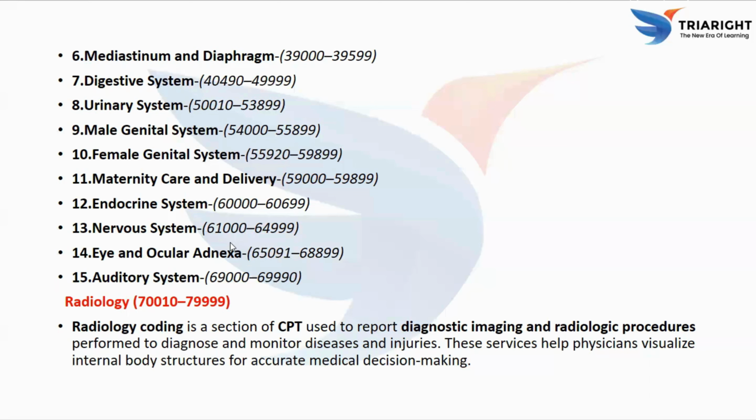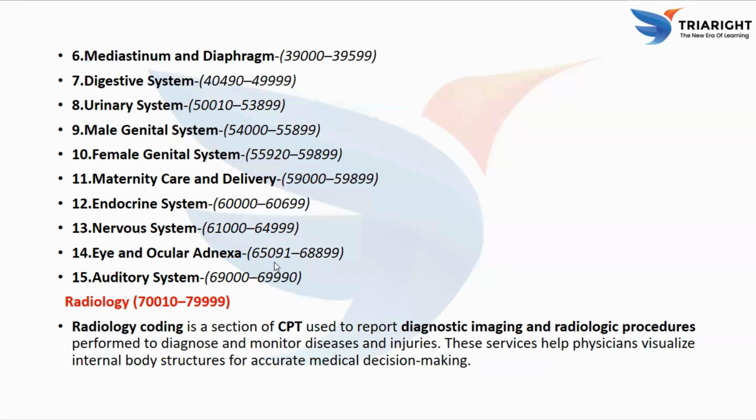Thirteenth is the nervous system, 61,000 to 64,999. The nervous system covers the brain, spinal cord and nerves. Examples of the procedures are brain surgery, spinal procedures and nerve repair.